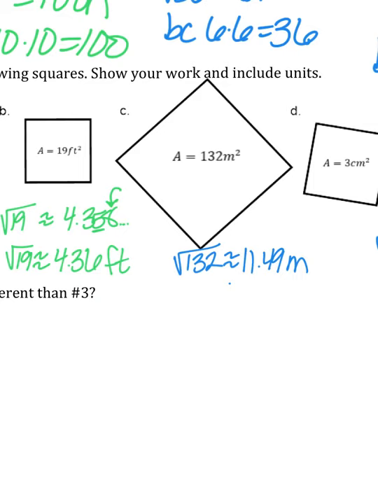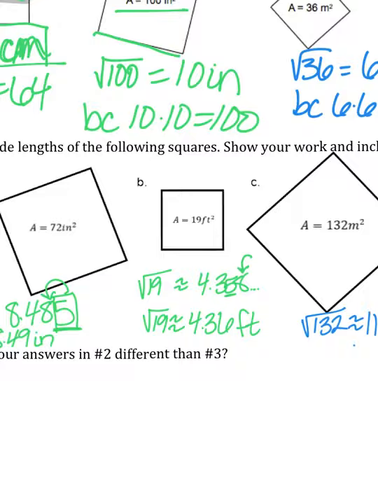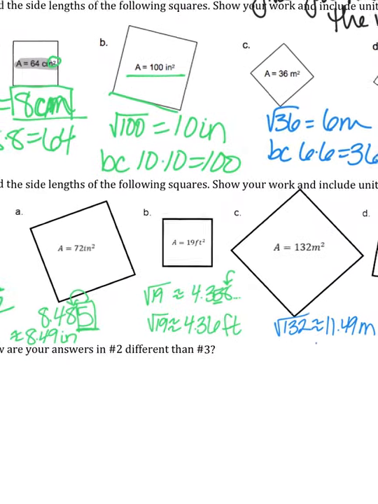I have approximately 11.49 meters for letter C. I had to look at the third digit to round the second digit. And I did not have to do any rounding with letter D though, and my answer is approximately 1.73 centimeters.